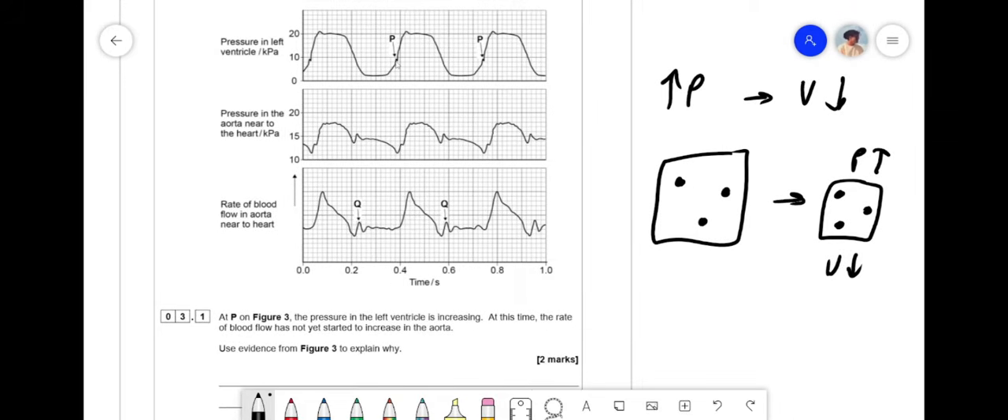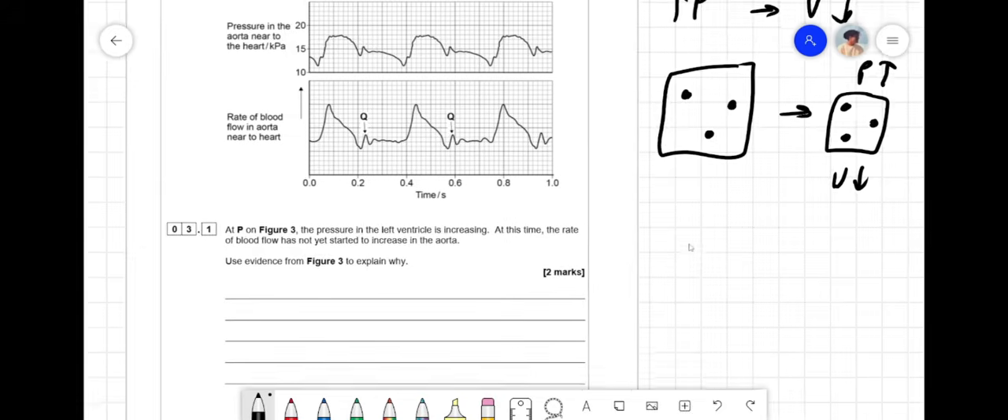So we're looking at P here. If we look at P, these graphs all correlate with the same time scale. This is something other people messed up on: they looked at this graph and thought, there are 3 graphs here, I'm so scared. When you see graphs that look unfamiliar, just make sense of what the axes are talking about. So we have 3 different quantities being measured here, but they all use the same time. So at this point, P here is about 0.38 seconds. At P, the pressure in the left ventricle is increasing at this time, but the rate of blood flow in the aorta has not increased.